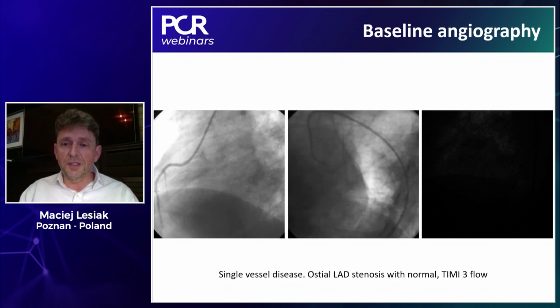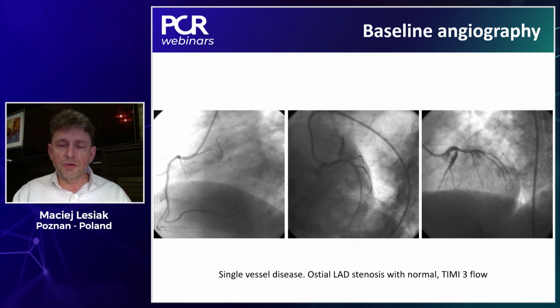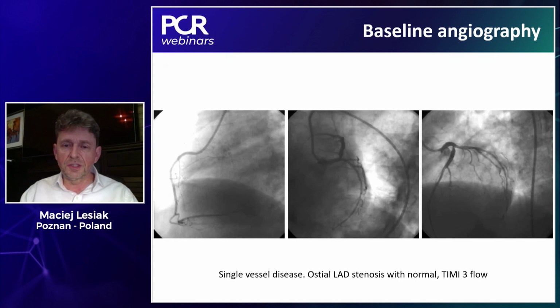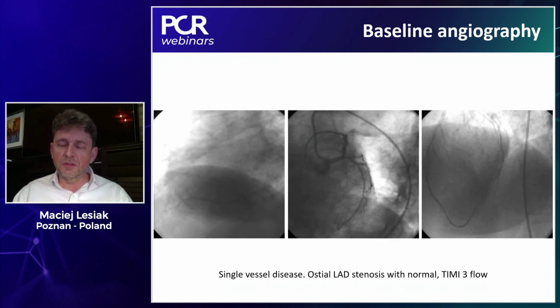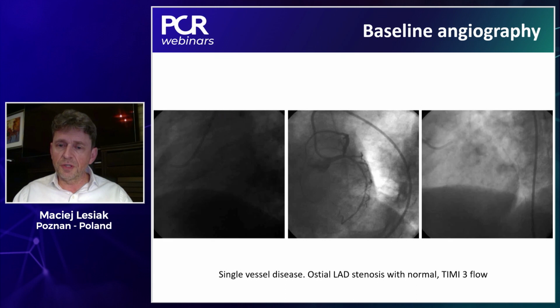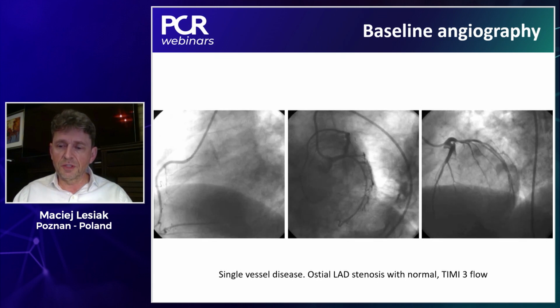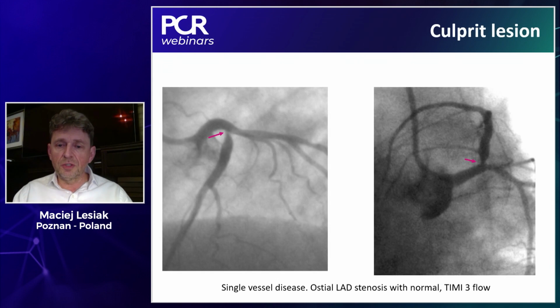So that's the angiogram. So this is baseline angiography. So no significant disease in the right coronary artery. But in the left coronary artery, you can appreciate that there is something wrong with the ostial LAD. And let me show you at the still frames more clearly. So there is some haziness and ostial narrowing of the LAD that was assumed to be a culprit and the reason of patient's symptoms.